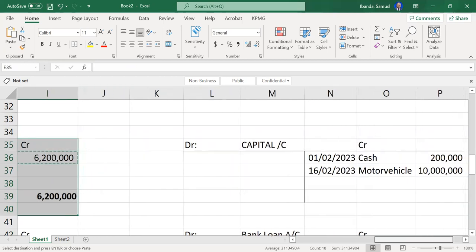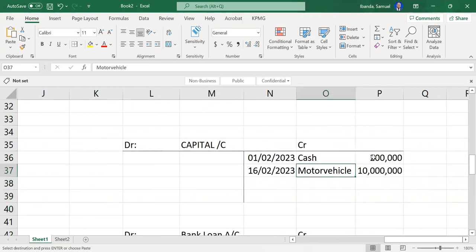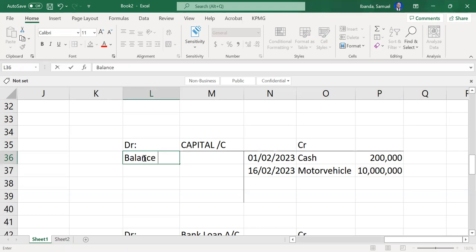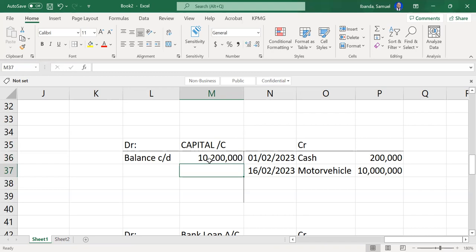Now let's see how we can balance off capital. Now capital has 10,200,000 on the credit side, and nothing here. So it means that we are going to have a balance carried down of 10,200,000. You get it? 10,200,000.